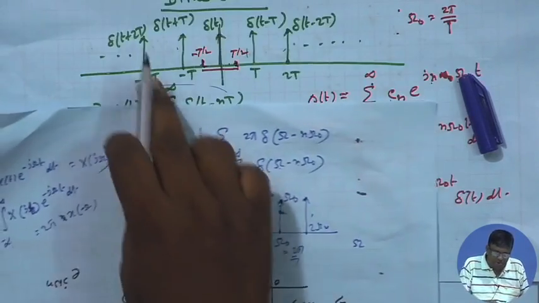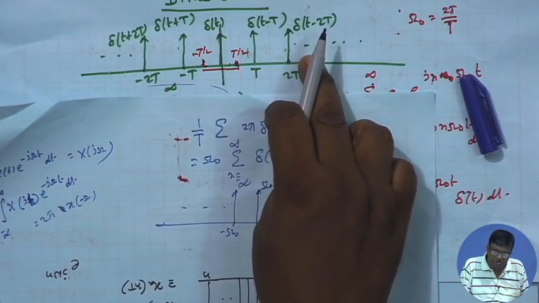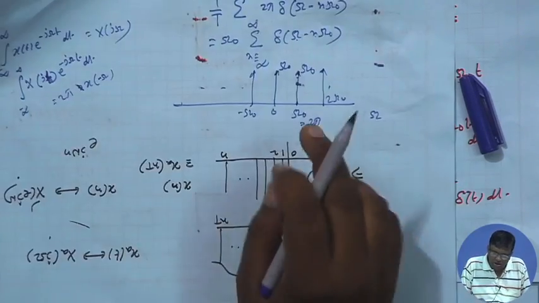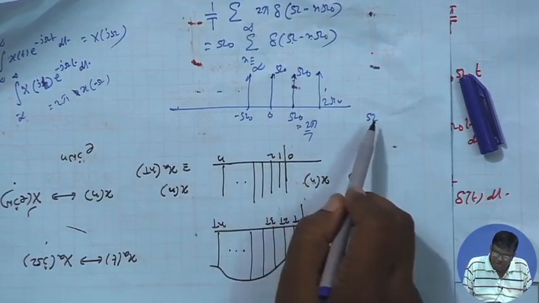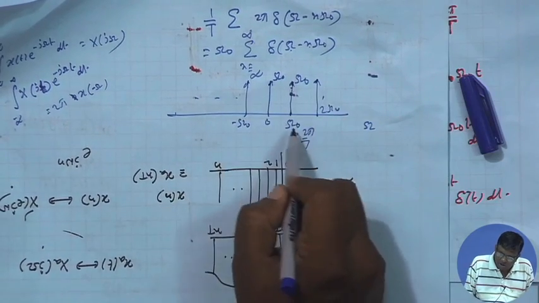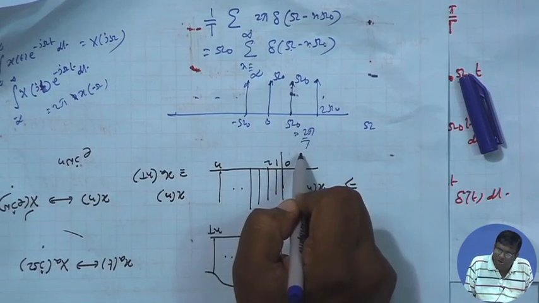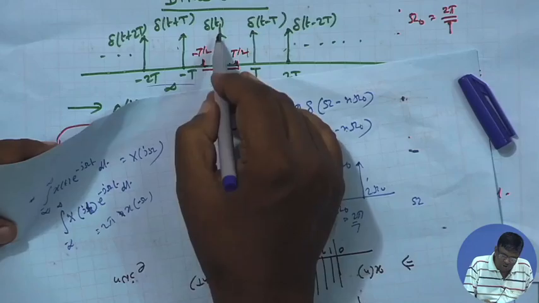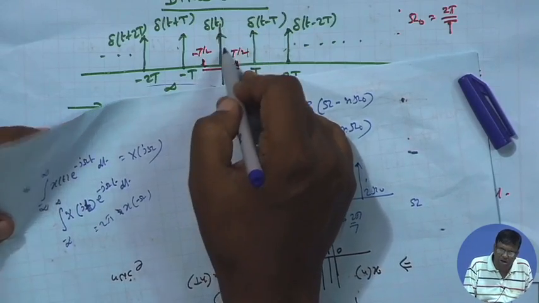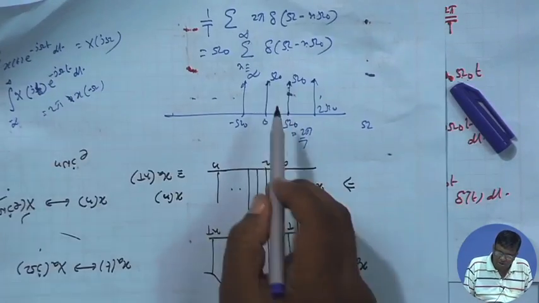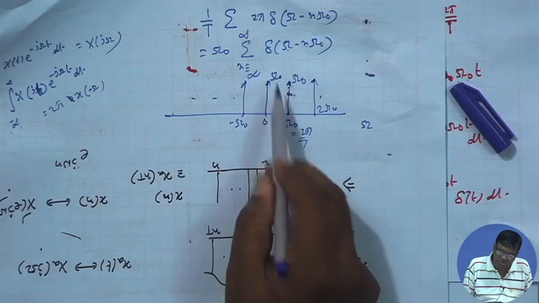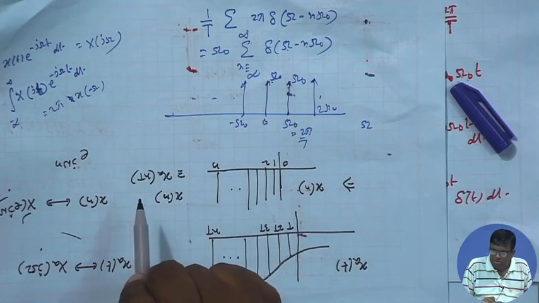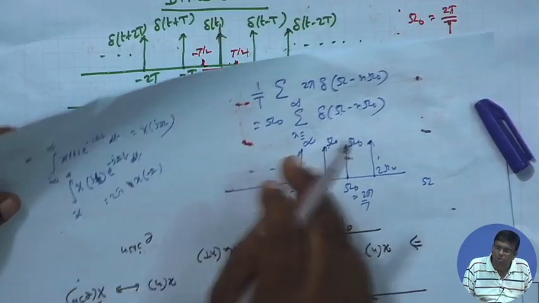So, you see in time domain it was a train of impulses separated by T, in frequency domain it is a train of impulses separated by omega naught, where omega naught is 2 pi by T, and here height was 1, they have the strength. So, if you integrate any impulse you get area 1, here if you integrate any impulse you get omega naught. That is why it is called Dirac comb.